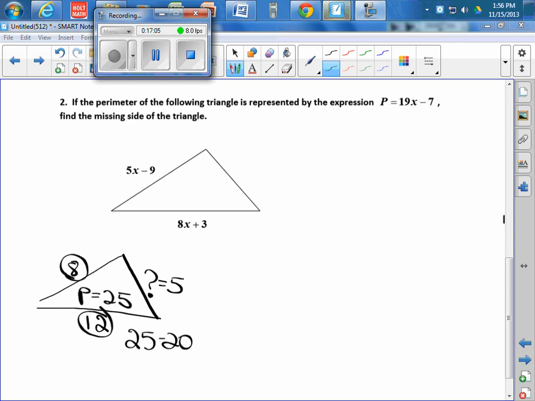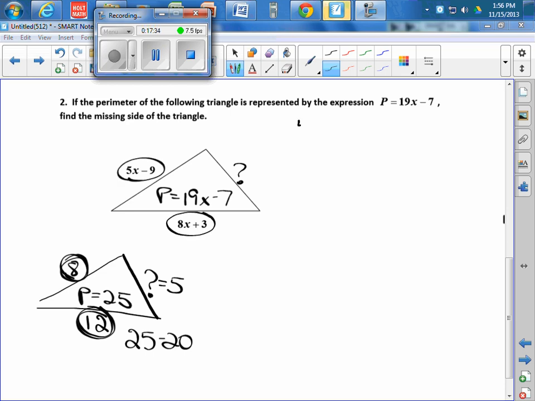Well, just because we have a bunch of variables and numbers and all that stuff in number 2, it doesn't change the rule. You're still going to follow that same thought process in figuring out what this side is. Your perimeter is 19x minus 7. What did we do down here? Well, we added these two sides first. Well, let's add these two things then.